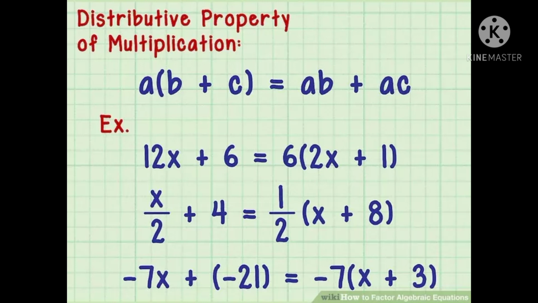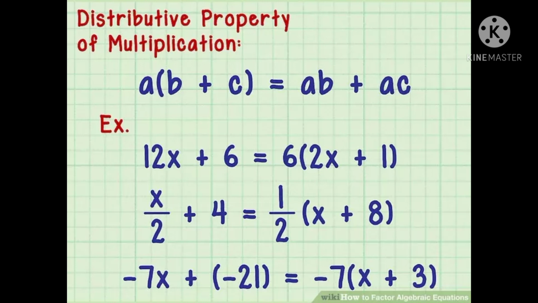To factor the algebraic expression 12x plus 6, let's try to find the greatest common factor of 12x and 6. 6 is the biggest number that divides evenly into both 12x and 6. So we can simplify the expression to 6 times (2x plus 1).